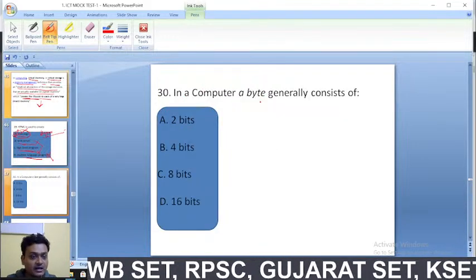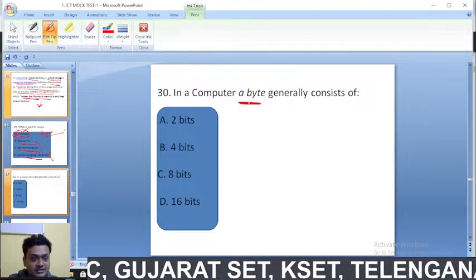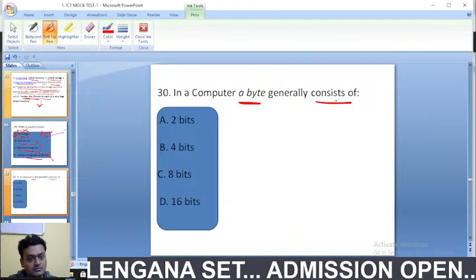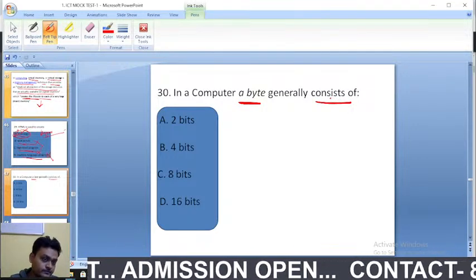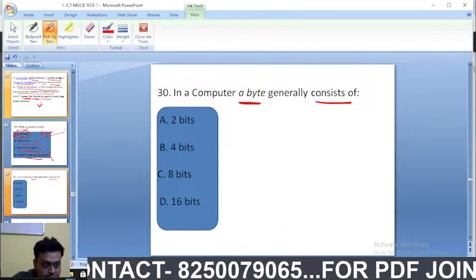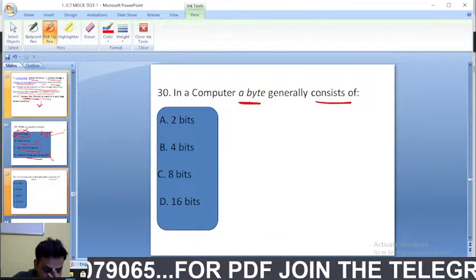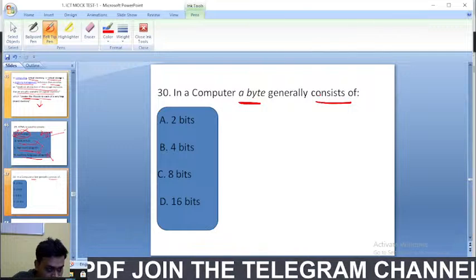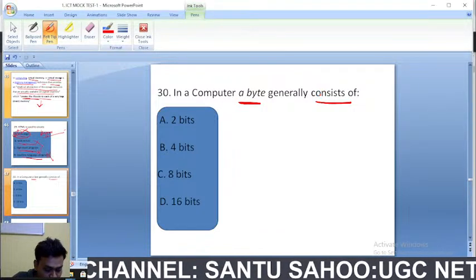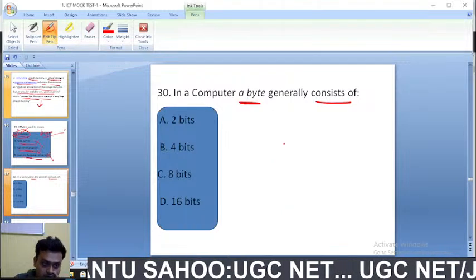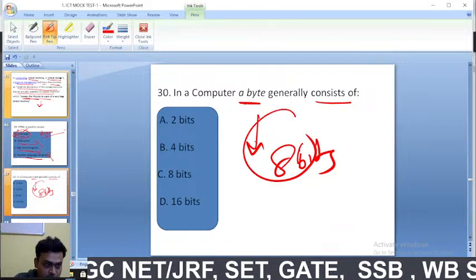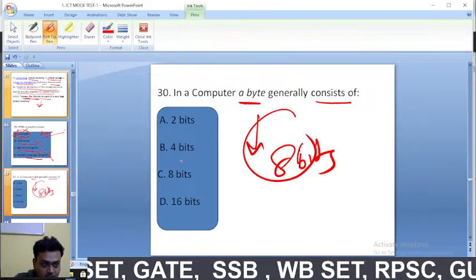In a computer, a byte generally consists of how many bits? Yeah, a byte equals 8 bits. Exactly, got it. It's 8 bits.